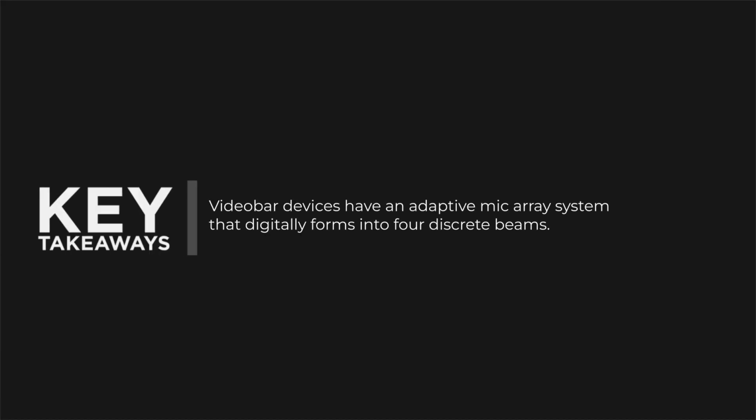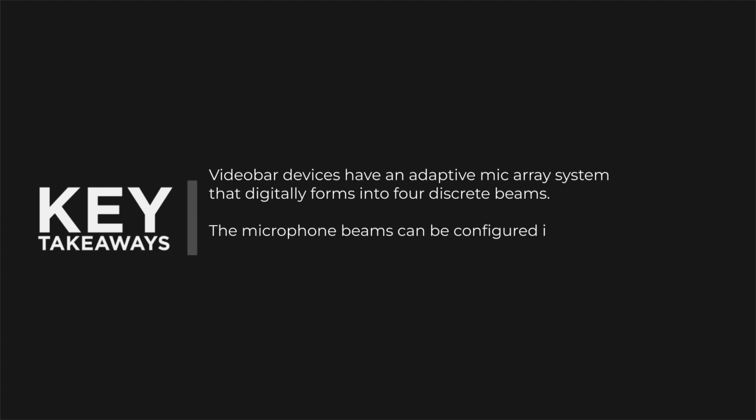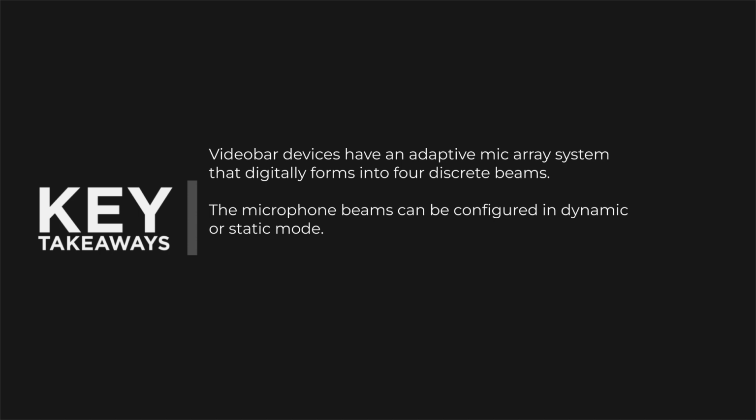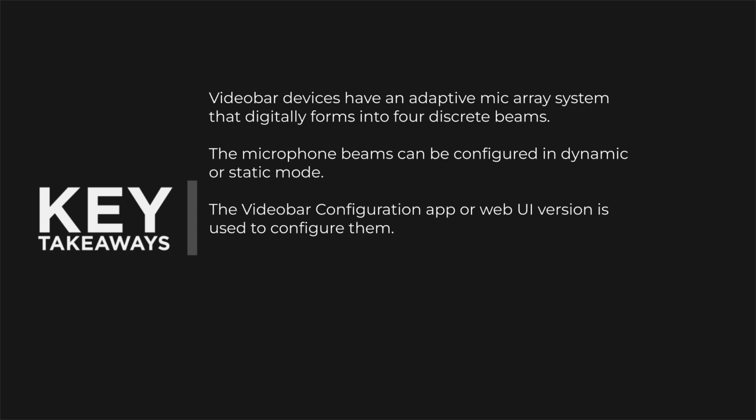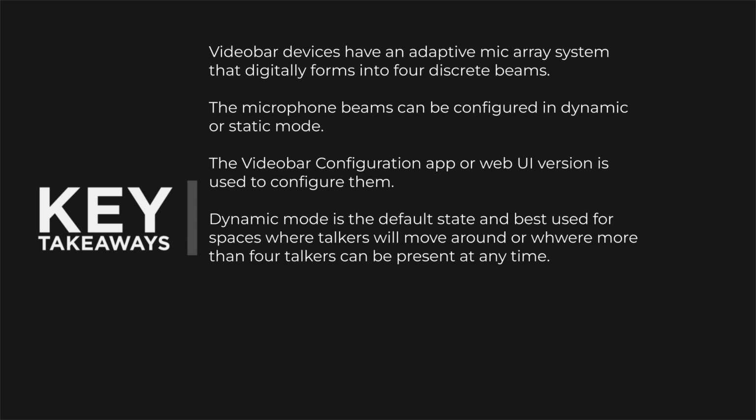To close, your key takeaways are Bose Professional Videobar VB devices have an adaptive microphone array system that digitally forms into 4 discrete beams. The microphone beams can be configured in dynamic or static mode. The Videobar configuration app or web UI version is used to configure them. Dynamic mode is the default state and best use for spaces where talkers will move around or when more than 4 talkers are present at any time.